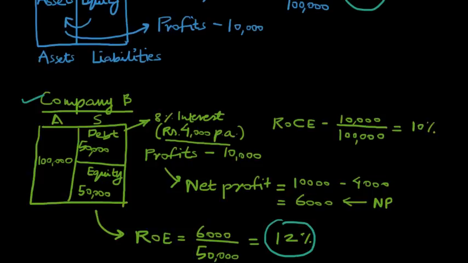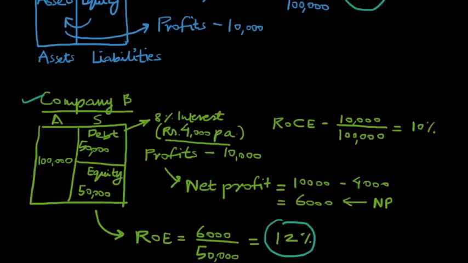So even in case of a slowdown, when profits are less, for example, company B's profits in the second year fall to 5,000 rupees. Out of the 5,000 rupees of profit before interest, it has to pay 4,000 rupees of interest. What remains with it as net profit will only be 1,000 rupees.